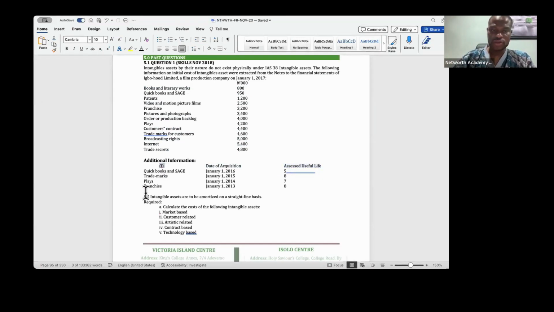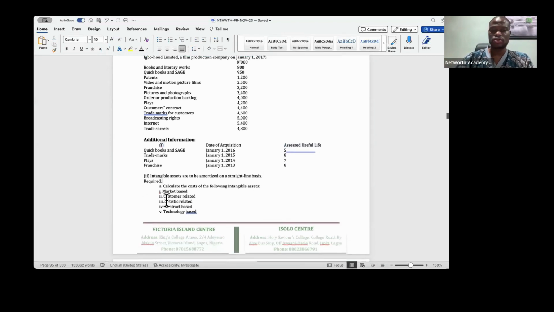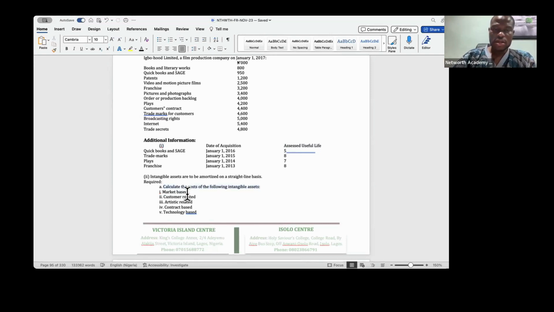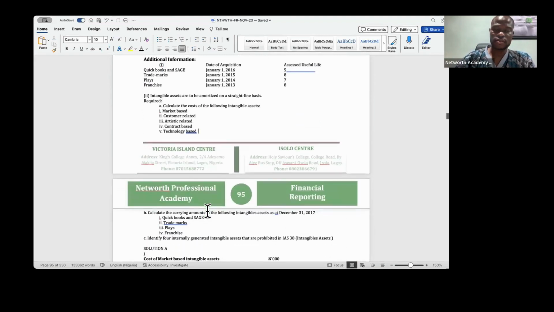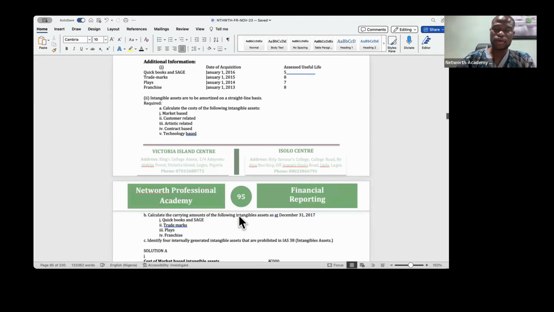That's additional information one. Additional information two, they said the intangible assets should be amortized on a straight line basis. We are now asked to calculate the costs of the following intangible assets: market-based, customer-related, artistic-related, contract-based, technology-based. Two, calculate the carrying amount of the following intangible assets as at December 2017. Then three, identify four internally generated intangible assets that are prohibited in IAS 38.